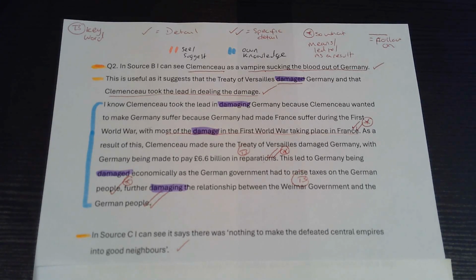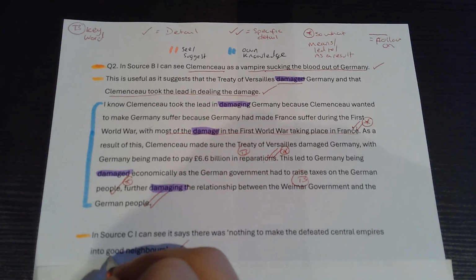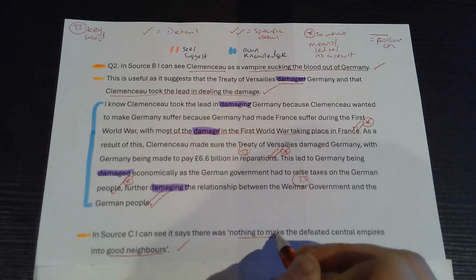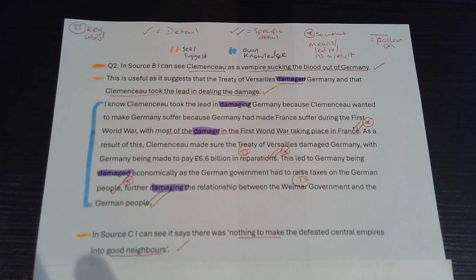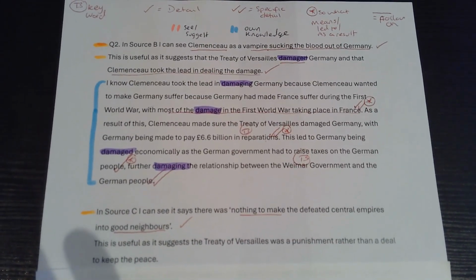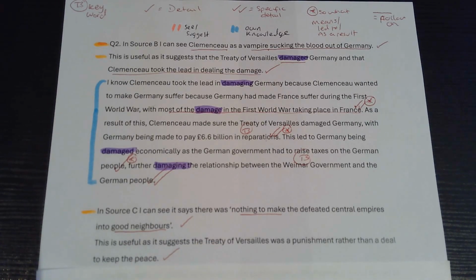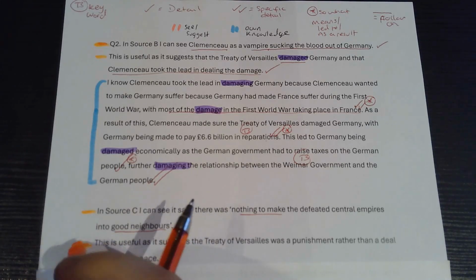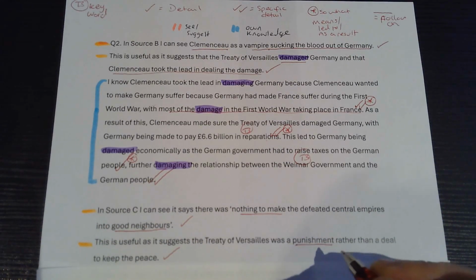So, what do I do now? So I know I need to follow on from this sentence with a suggestion. So, there's nothing to make them into good neighbours. So what if there's nothing to make Germany into good neighbours? What does that suggest about the Treaty of Versailles? Well, it suggests the Treaty of Versailles was a punishment rather than a deal to keep the peace. So again, I've said what it suggests. And I've said it was a punishment.